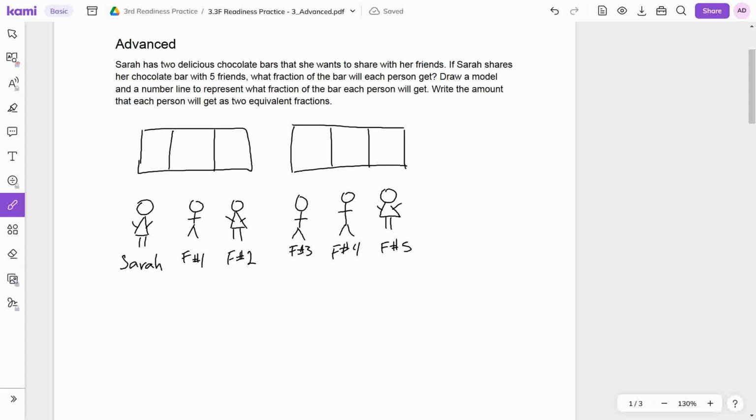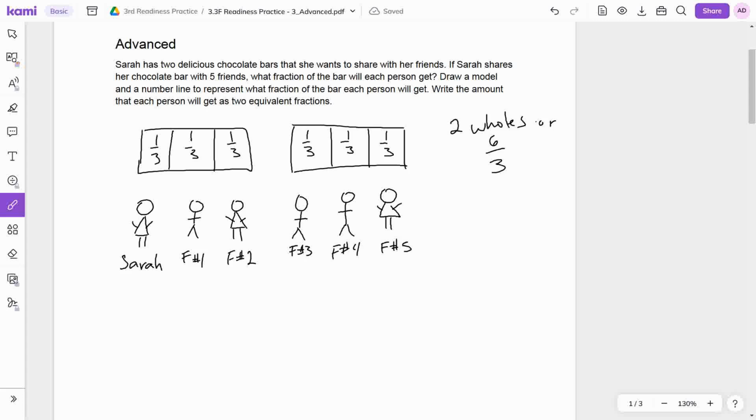Now, here's the tricky part. I need to show what fraction of the bar each person will get. This is not 1/6, because I don't have just one whole. I've got 2 wholes because I've got 2 chocolate bars. So what fraction is each of these people getting? Well, if I look at this whole, I get 1/3, and then 1/3, and then 1/3. So really what I have is 6/3, because 6/3 equals 2 wholes.